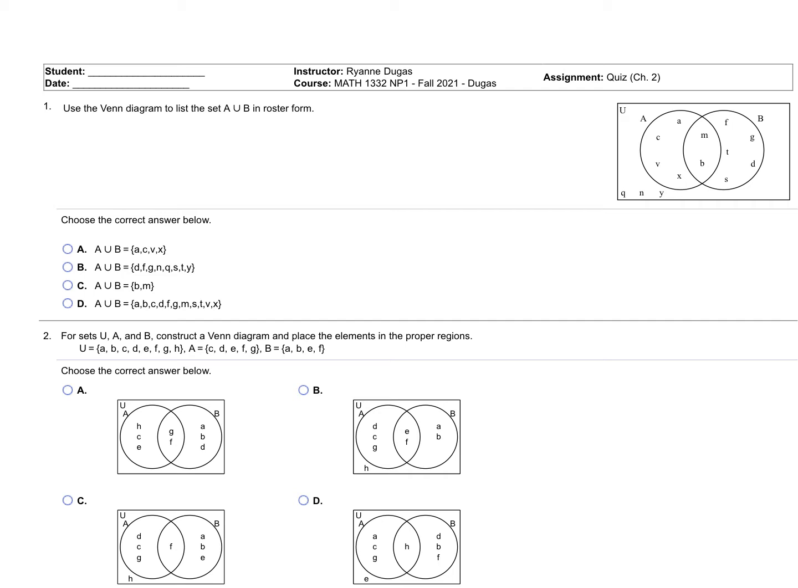So if you have questions, you can listen to my explanation of these 10 examples. And then if you still have questions, or if I didn't cover something that you want to know about, you can drop in office hours, or you can send me an email.